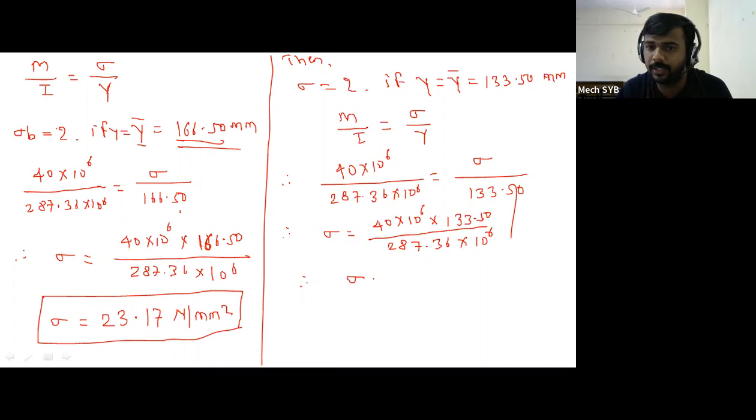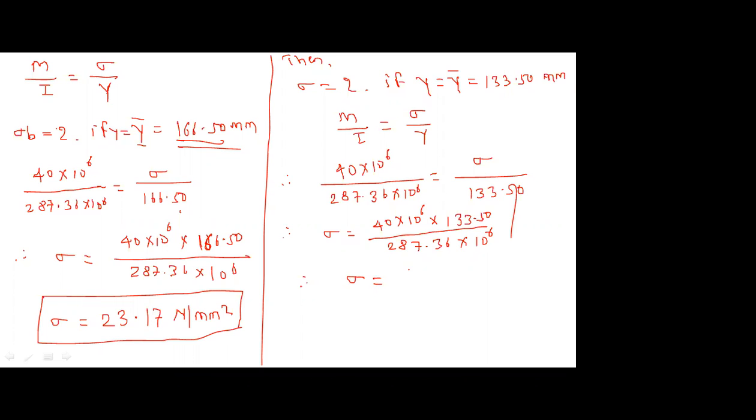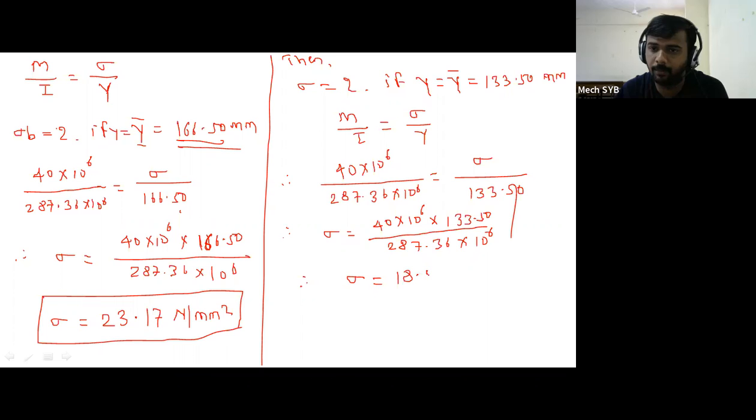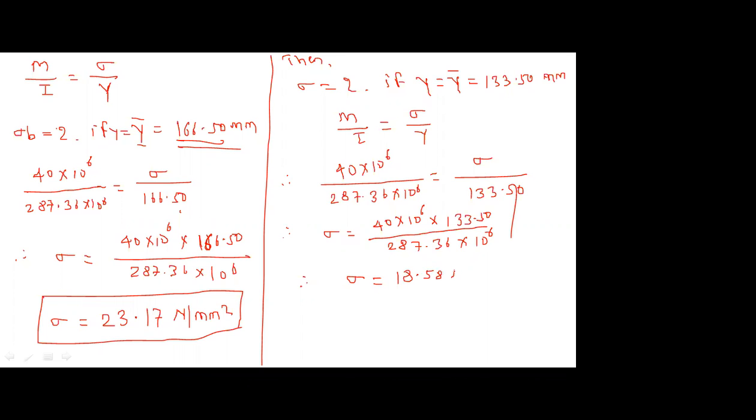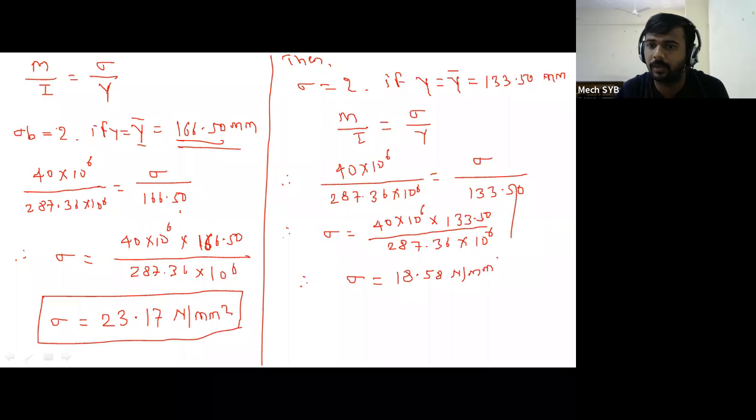So the second bending stress is equal to 18.58 Newton per mm square.